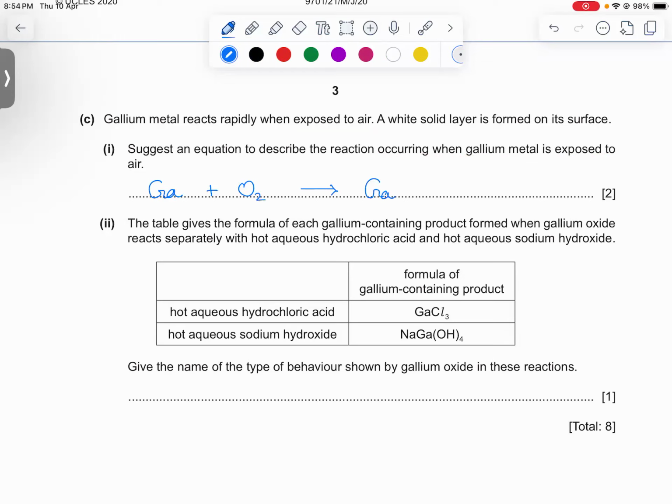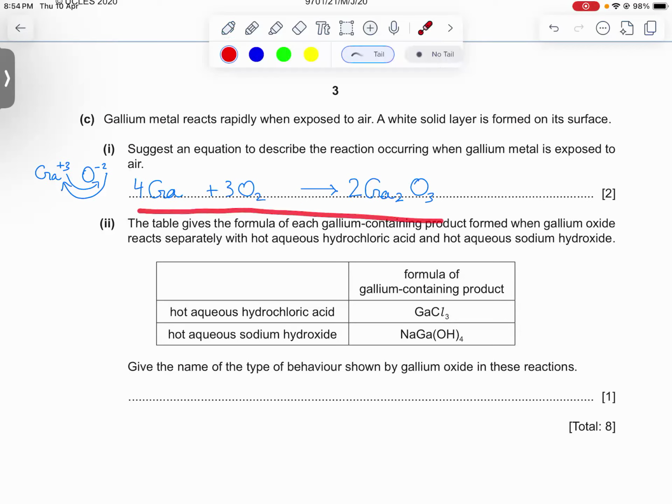Now gallium oxide, if you write on the side gallium, because it is behaving like aluminum, it should have a +3 charge, and oxide has a -2 charge. So the formula becomes Ga2O3. Okay, and to balance the equation, we have to put a 3 over here and a 2 over here to balance the number of oxygens, 6 on both sides. And now gallium, there are 4 of them, so we put a 4 over here. This is a 2-mark question. So 1 mark would be for the equation and the other mark would be for the balancing, right?